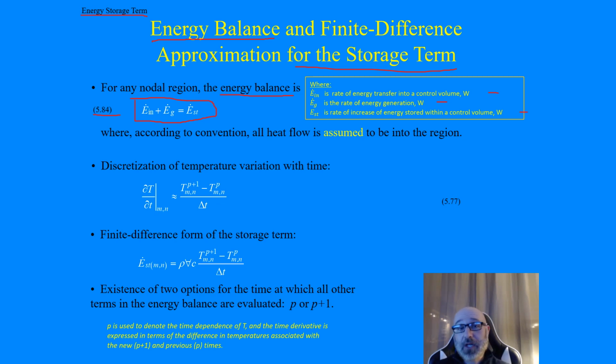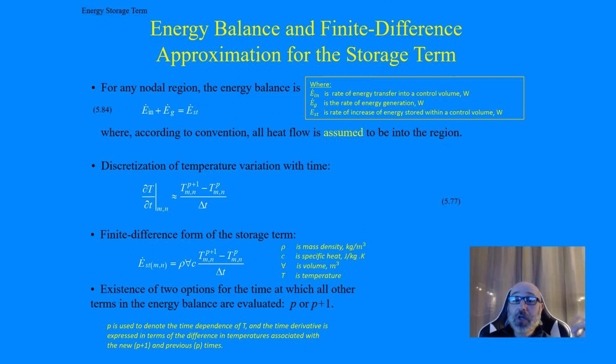Now, according to convection, all heat flow is going to be assumed to be into the region. Looking at the discretization of temperature variation with time, we have equation 5.77. This equation shows that the partial of temperature with respect to time evaluated at some point m,n is approximately equal to the temperature at m,n at P plus 1 minus the temperature at m,n at P. We recall that the superscript denotes time points, and this is all divided by delta t.